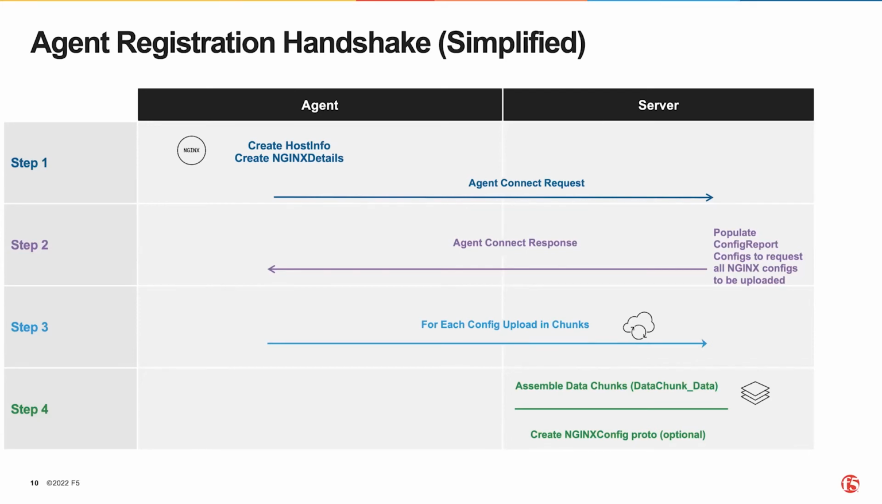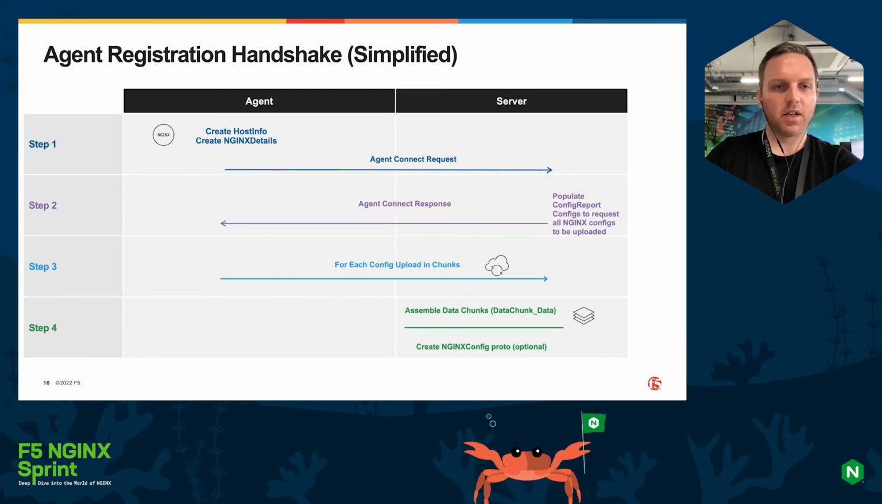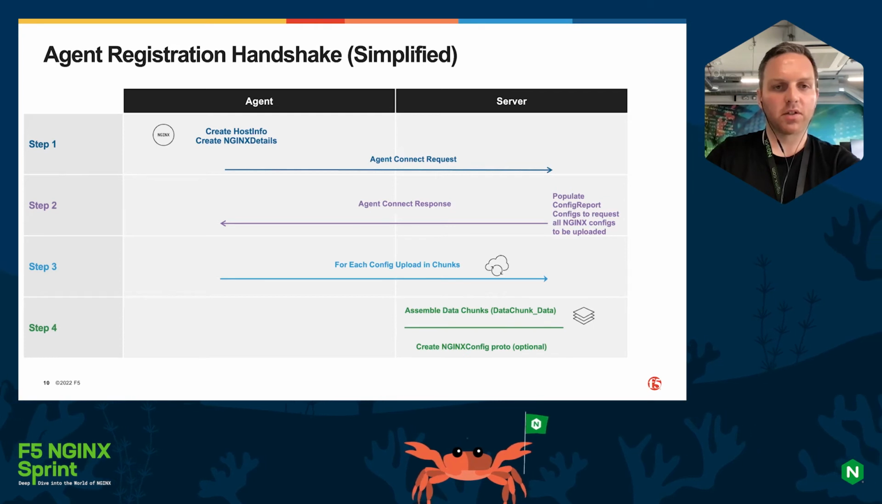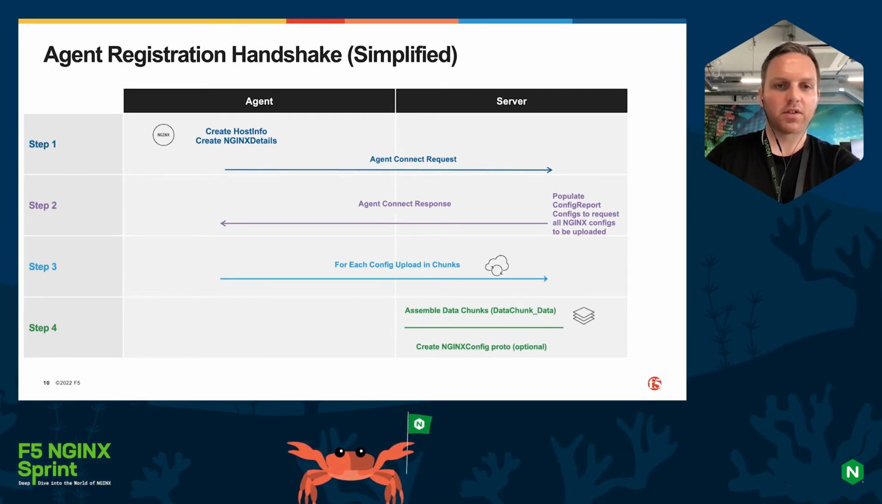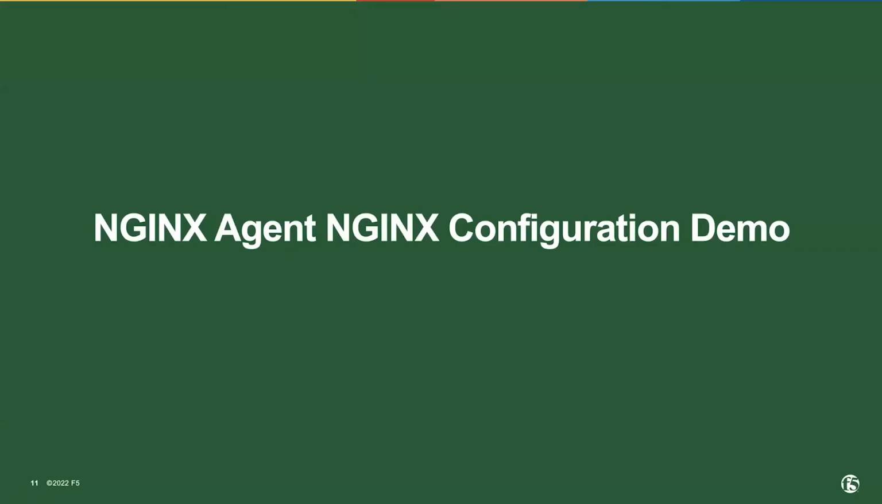To give us a simplified version of what happened, the agent started up and it populated the host information and the NGINX details information to send in the agent connect request across to the server. The server then received that connect request and built up an agent connect response asking the agent to upload configs for specific NGINX IDs associated with the system. Then the agent sent for each request. It chunked the data and sent it to the server. And the server just assembled the data chunks and put it into an NGINX config proto. So next, I'll just show you an NGINX configuration demo in addition to that.